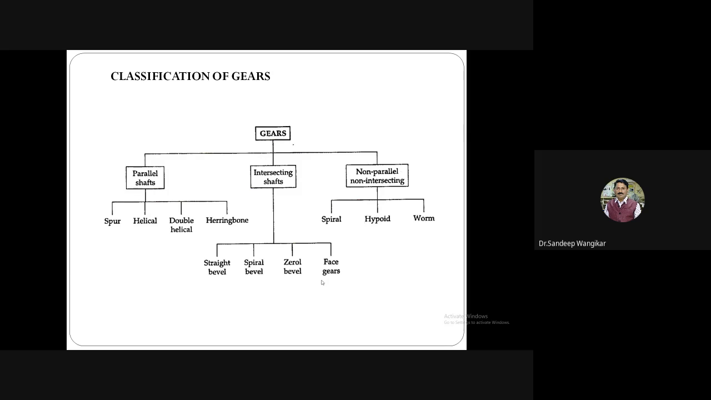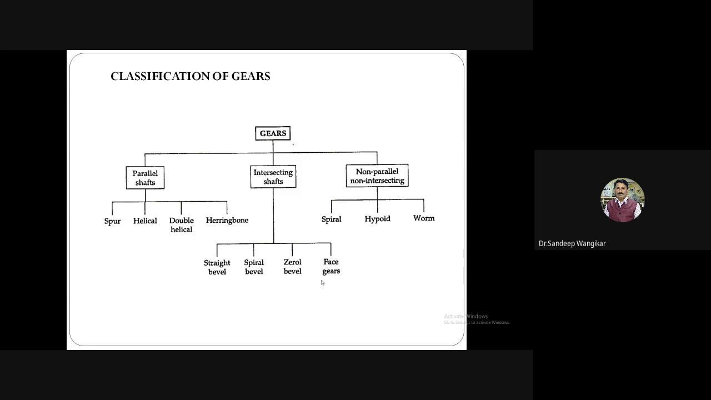Then intersecting shaft: bevel gear. When power is required to be transmitted between intersecting shafts, we use straight bevel gear, then spiral bevel gear, where the teeth are cut with some curvature, then zerol bevel gears and face gears. Then non-parallel, non-intersecting shaft: here spiral gears are the case, then hypoid gears and worm gears. These are non-parallel, non-intersecting shaft applications. So as power transmission is required between two shafts, based on that particular application, the gear is selected. Number one. Number two, now for parallel shaft.